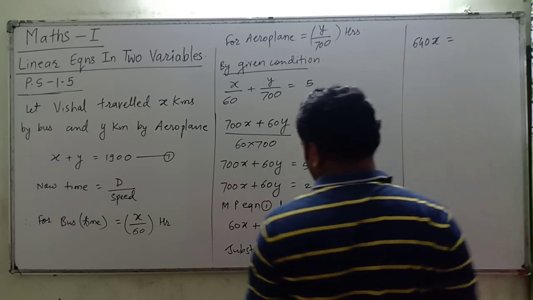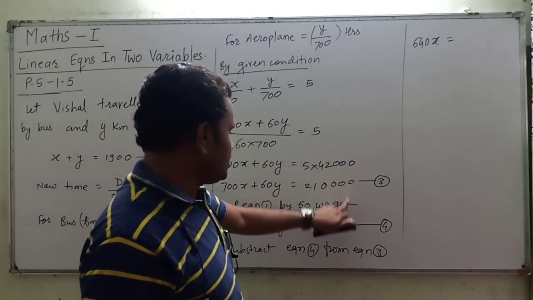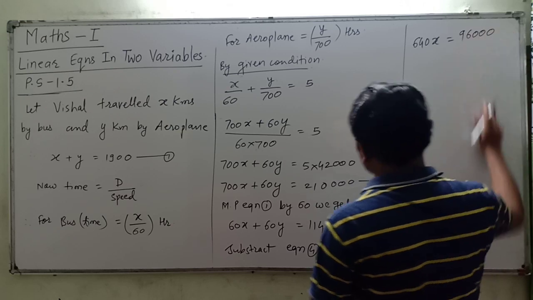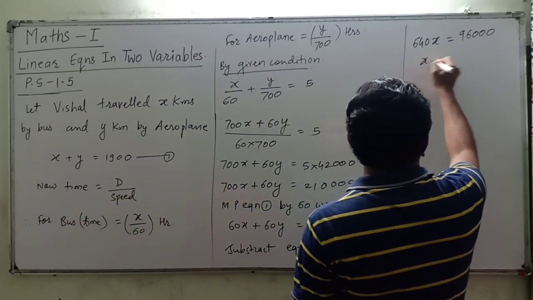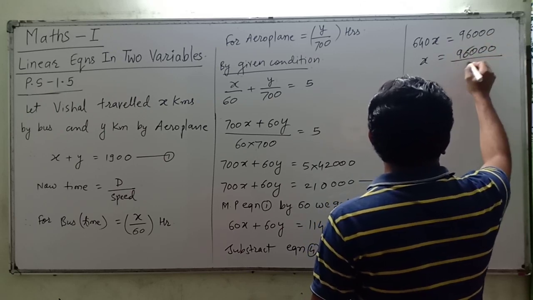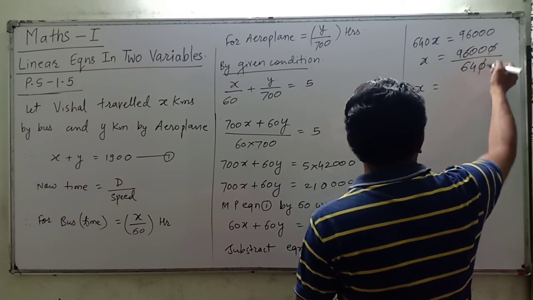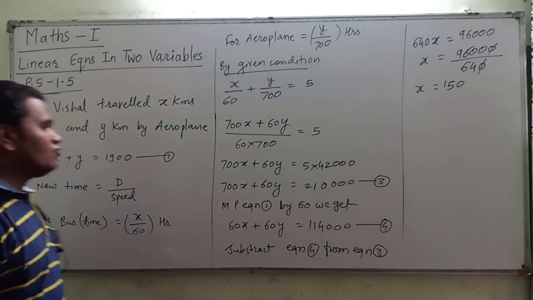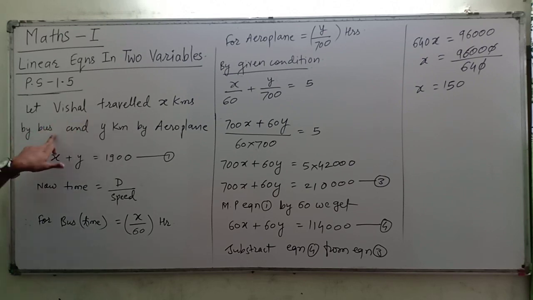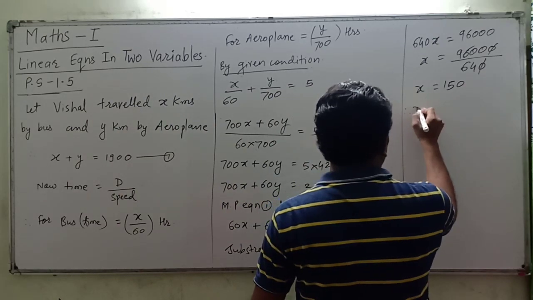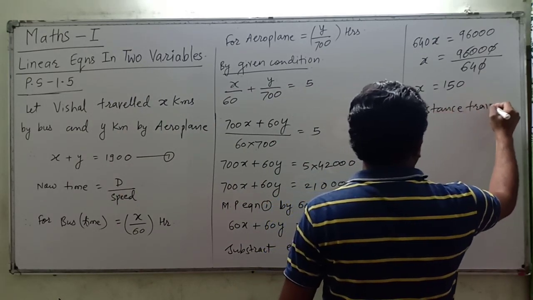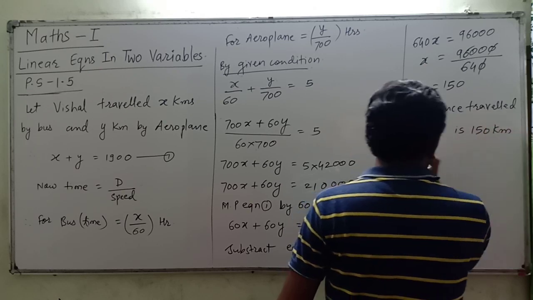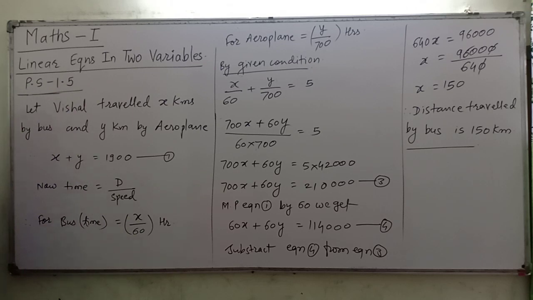640x is equal to, 60y minus 60y is gone, and here you will get 96000. Okay, then x is equal to 96000 upon 640. Okay, so in this way you got x is equal to 150. But what is x? x is the distance traveled by bus. Therefore distance traveled by bus is 150 kilometers. Okay, in this way we have finished the question.